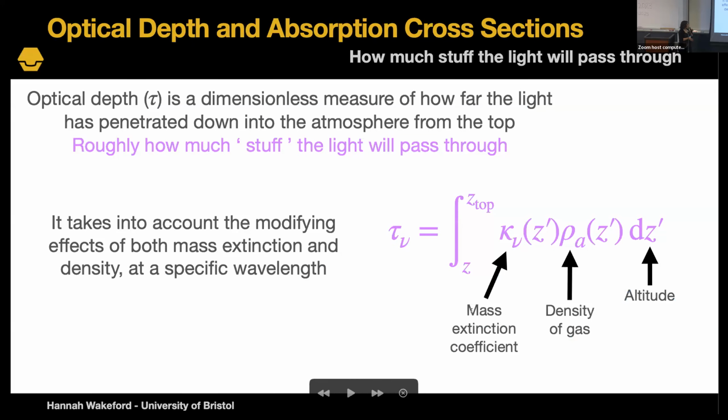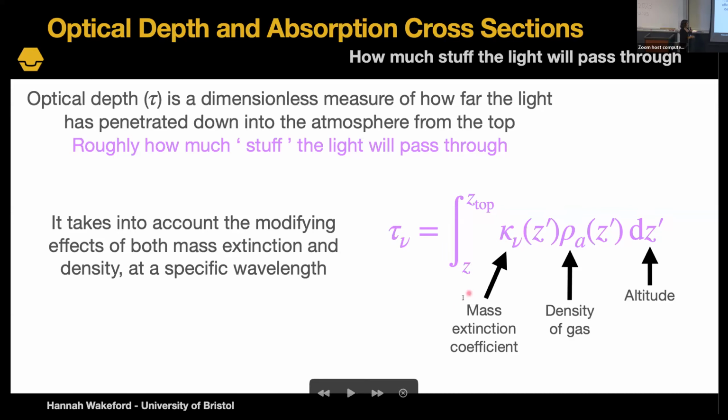The other thing that we need to understand when we're looking at our spectra is the optical depth and the cross sections that we're looking at. I told you that the larger the cross section of our molecule, the more it's going to be blocking out the light. So the optical depth is a dimensionless measure of basically how much stuff the light is going through. And you need to take into account the modifying effects of the mass extinction of the air that you're passing through. So it's a density and wavelength specific value.